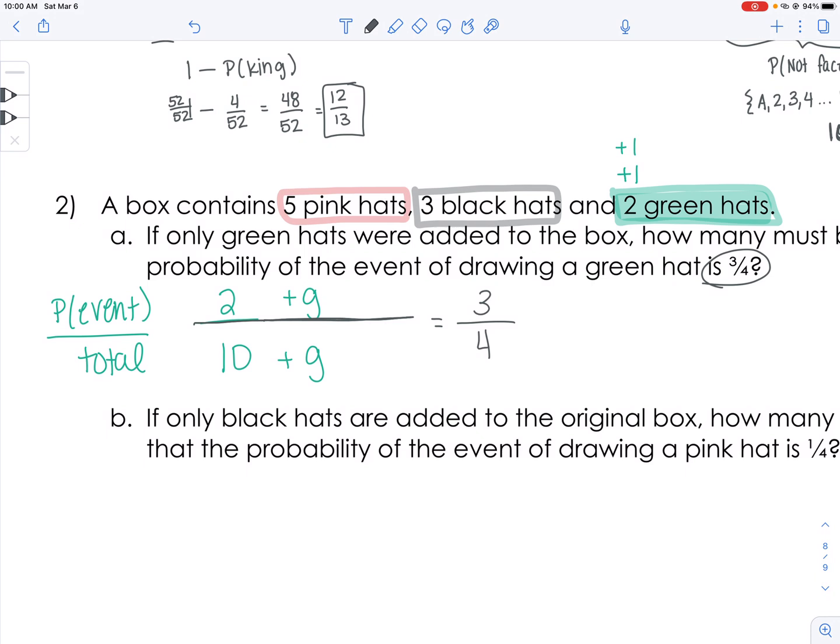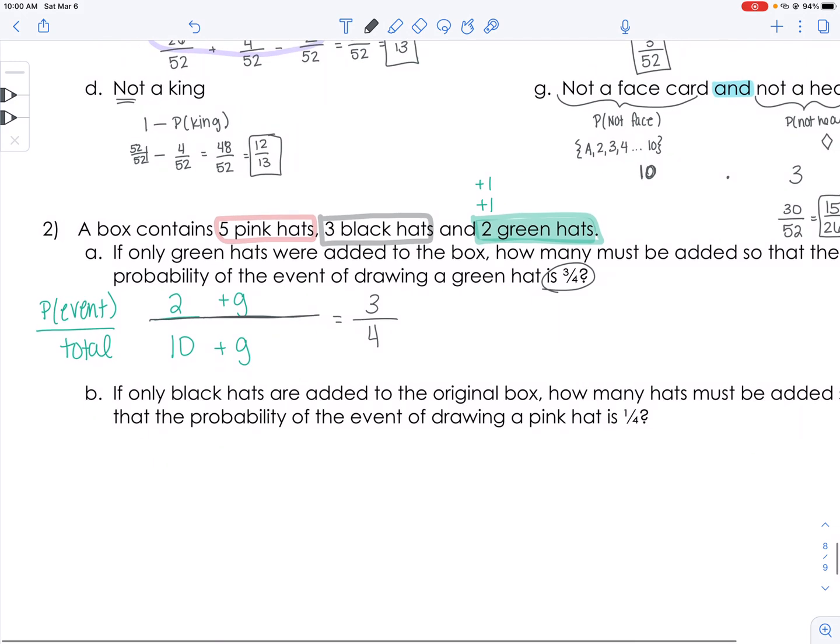Now, I want this to be equal to 3 out of 4. So what I'm trying to find is, how many green hats, or G, so that the probability is 3 out of 4. So I can rewrite this as (2 plus G) over (10 plus G) equals 3 over 4. And now I'm going to cross multiply.